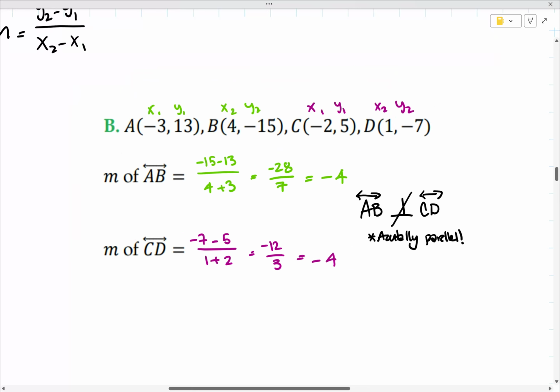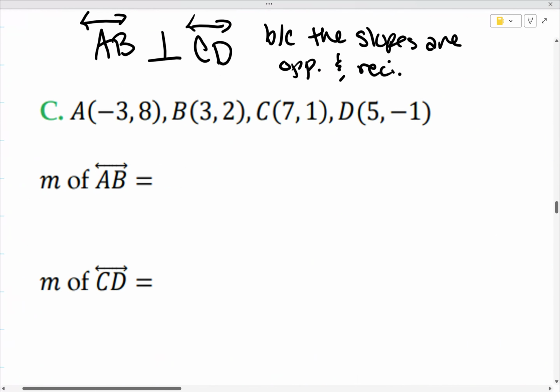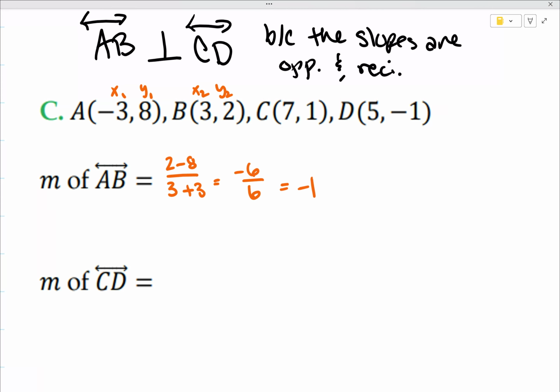All right, let's go check and see question C. Label your points, x1, y1, x2, y2. Let's find the slope of line AB. We get 2 minus 8 over 3 minus a negative 3, so plus 3. We get negative 6 over 6, which is a negative 1 slope. All right, CD, so x1, y1, x2, y2. We're going to plug them in, negative 1 minus 1 over 5 minus 7. Negative 2 over negative 2 turns into a positive 1.